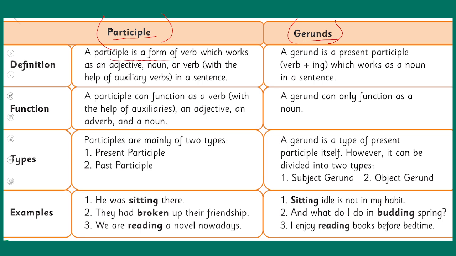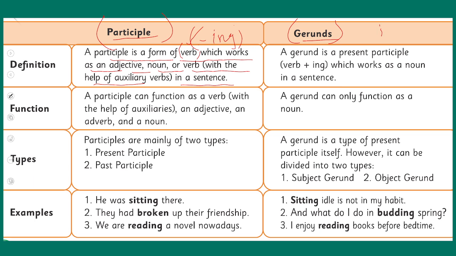A participle is a form of verb which works as an adjective, noun or verb with the help of an auxiliary in a sentence. So participle is actually the ing form of a verb which is mostly used in the continuous tense. So this is the participle. It's actually a form of verb, but that form of verb can work as a noun or adjective in different situations. But what is a gerund?